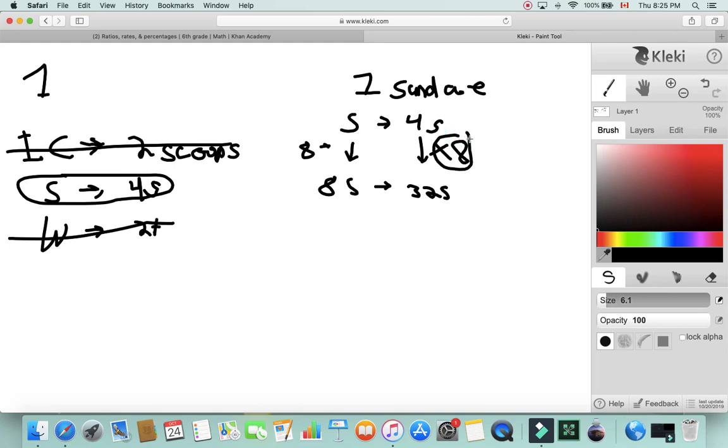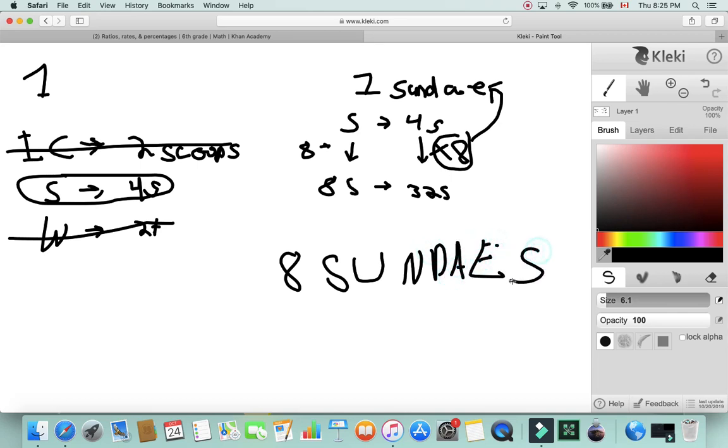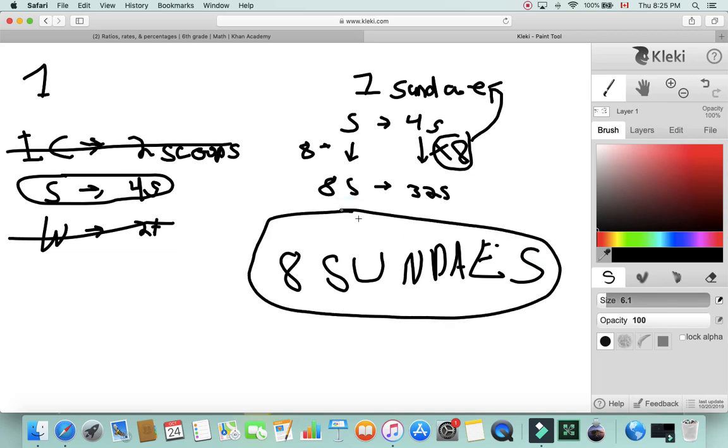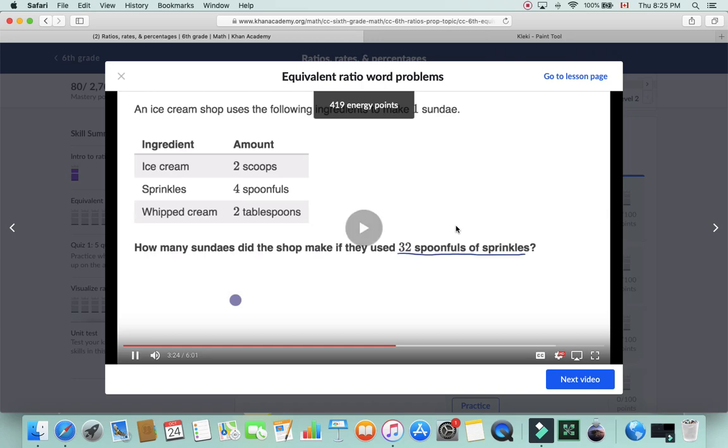So what I'm thinking is, since they times 8, they also have to multiply the number of sundaes by eight. So I think the answer is eight sundaes. I think that's my answer. I think I'm wrong, but let's see what the answer is.